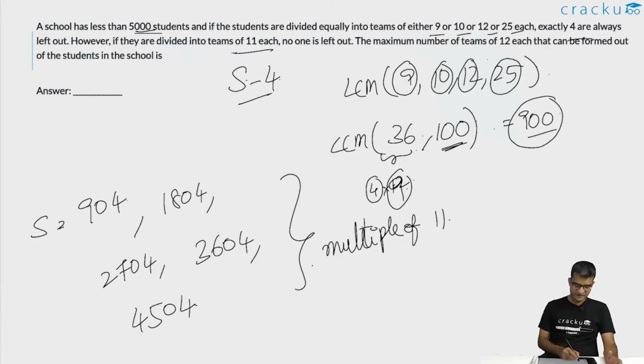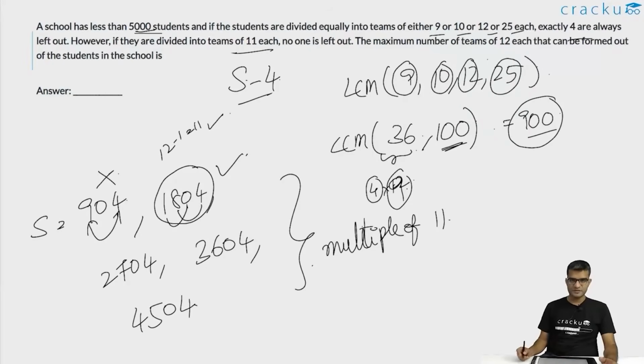Here, for example, 904 is not a multiple of 11 because the sum of the digits in the odd places is 9 plus 4, which is 13, which is not a multiple of 11. Here, the sum of the digits in the odd places is 1 and the sum of the digits in the even places is 8 plus 4, which is 12. 12 minus 1 is equal to 11, which is a multiple of 11. So, this is a multiple of 11. If you are looking at the next one, 2 plus 0 is 2, 7 plus 4 is 11, 11 minus 2 is 9. So, this is not a multiple of 11. Similarly, this is 3 plus 0, which is 3, and 6 plus 4, which is 10. So, the difference is 7, which is not a multiple of 11.